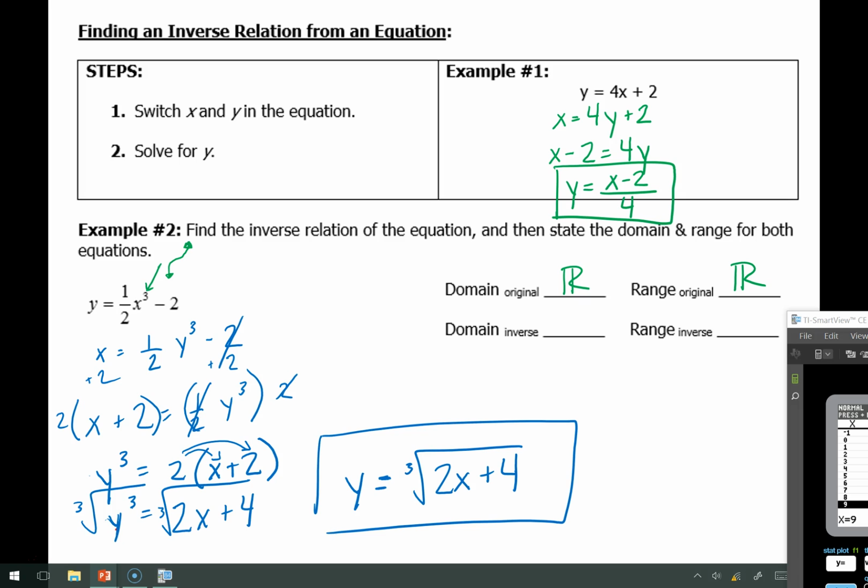Now remember, because we flipped the x and the y originally, that means the domain and range just flip. So whatever you wrote for the range of the original, you're going to write that as the domain of the inverse. And whatever you wrote for the domain of the original, you're going to write that for the range of the inverse. Now in this case, those are both just all real numbers. There's not much exciting going on. That will not, however, always be the case.